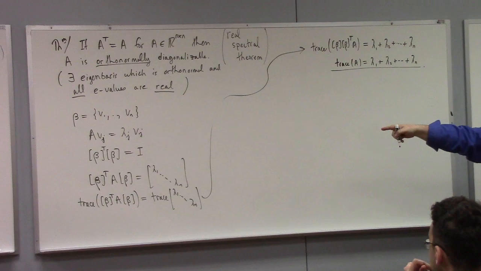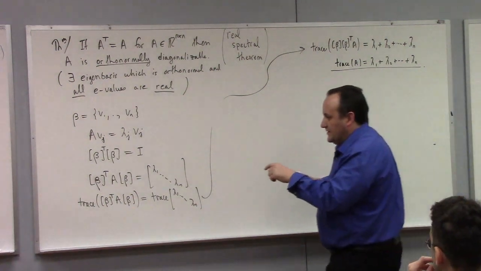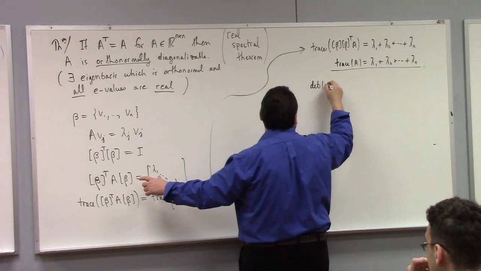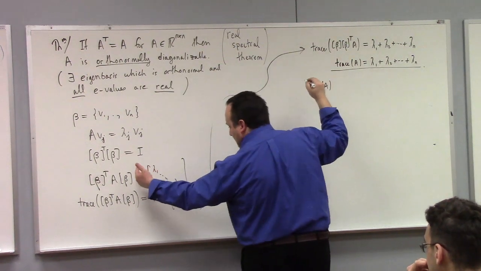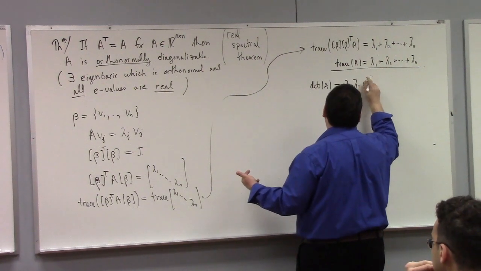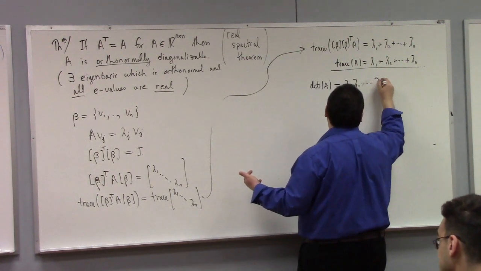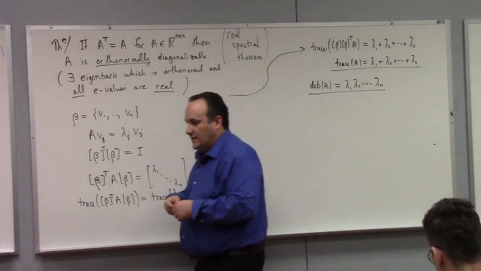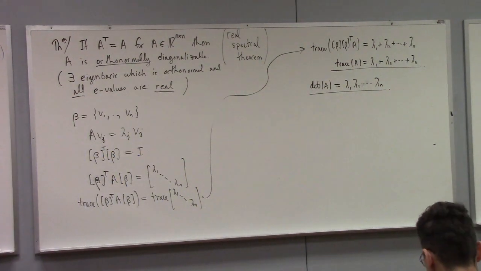You see what you get? Because the determinant of the product is the product of the determinants. A very similar calculation gives us the determinant of A is the determinant of the diagonal matrix, which is just the product of the eigenvalues. All right? So that's super nice. I've mentioned this on occasion as a means to check our calculations, right?